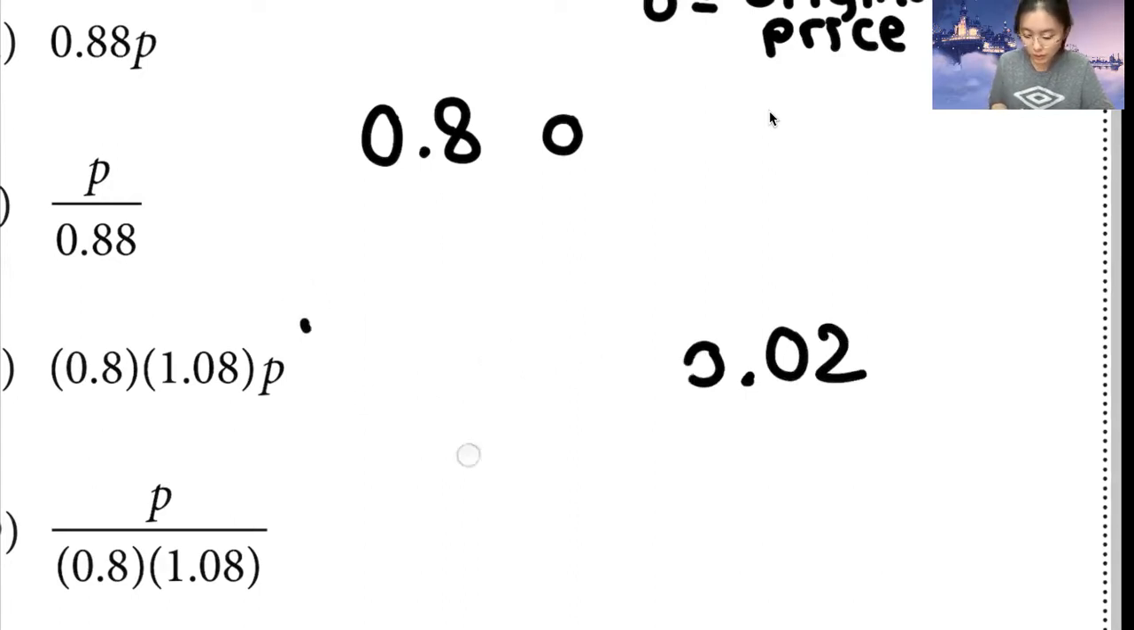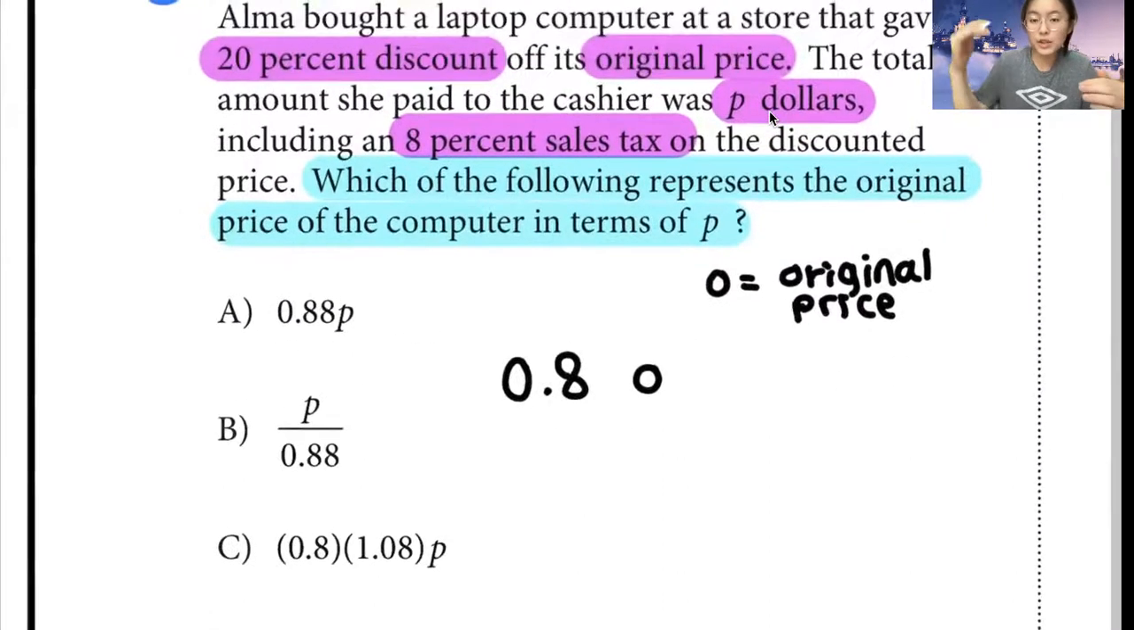So that was just a quick explanation. But since we're getting a 20% discount, we're going to express it as 80% of the original price. If you say 100% of the original price, it's the original price.